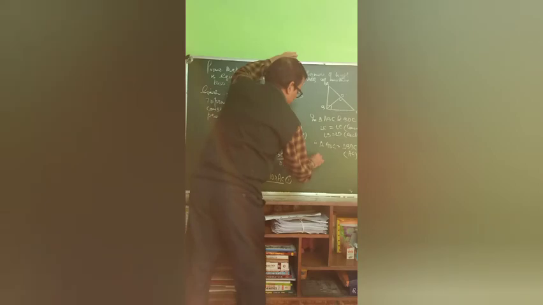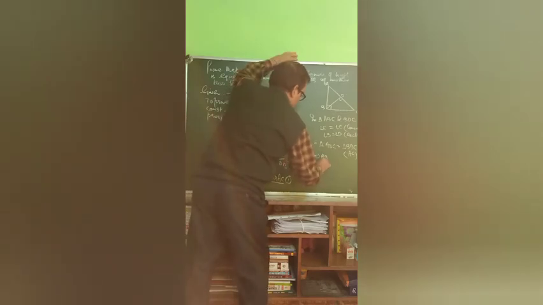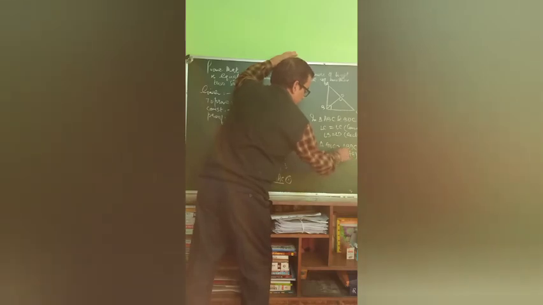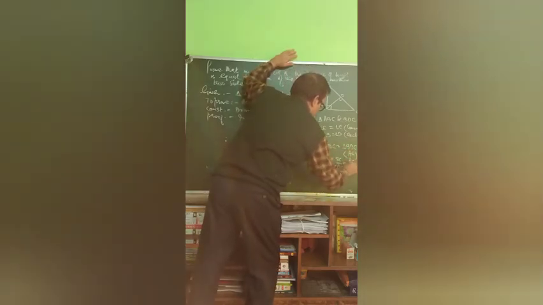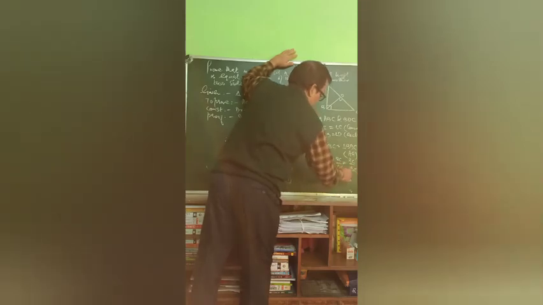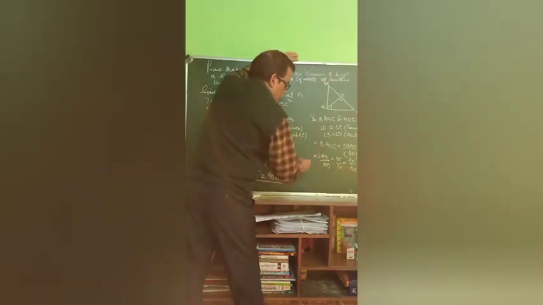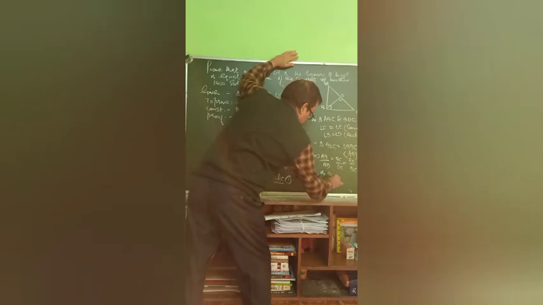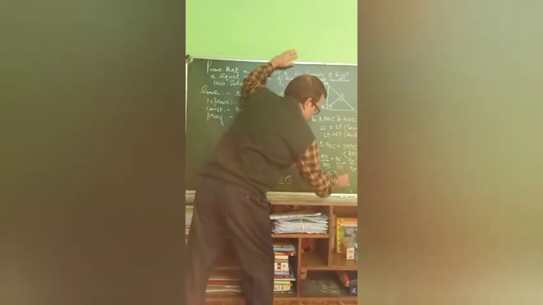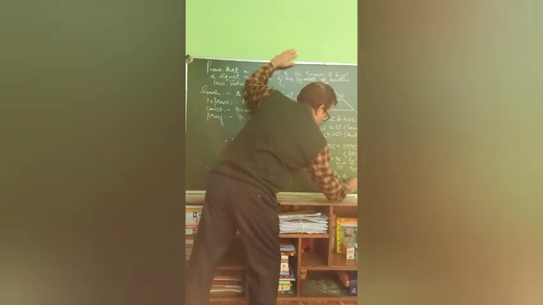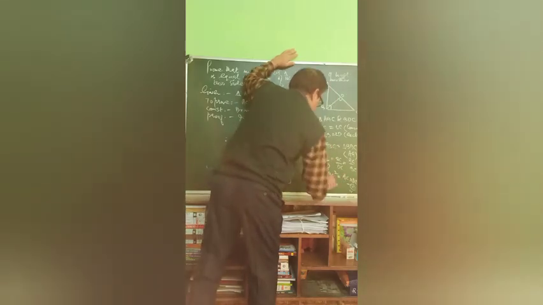This implies AB upon BD, first, second, third, is equal to BC upon BC is equal to AC upon BC. Here numerator and denominator same, leaving this aside. Overall, BC square is equal to AC into DC. This is second.